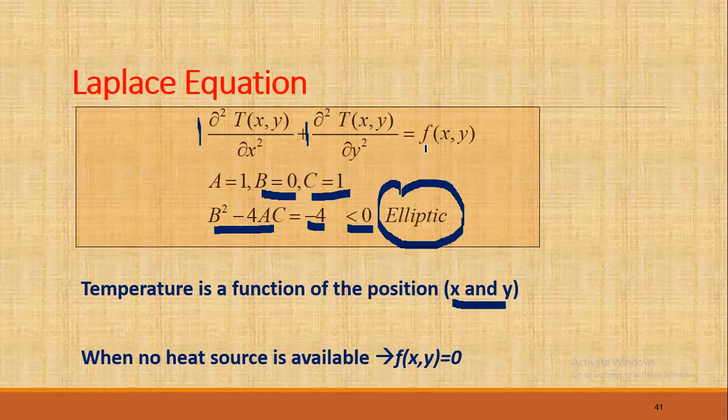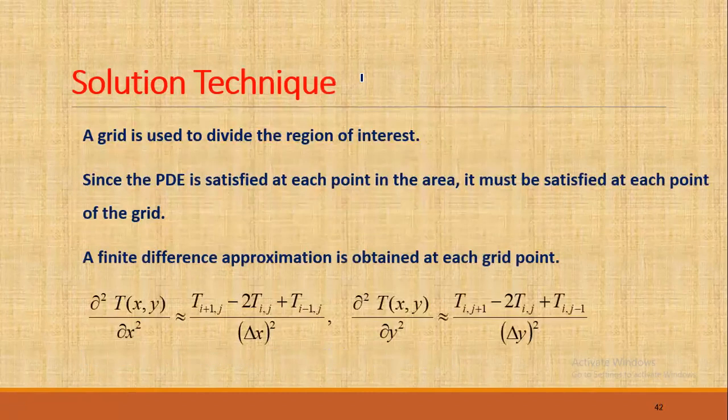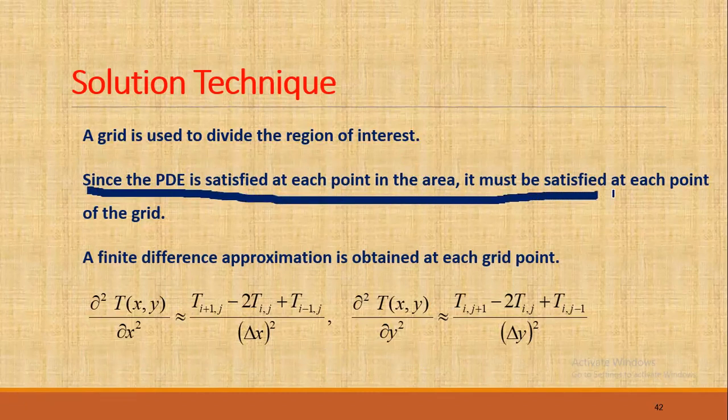Suppose when the heat source and sink is not available, in that case our function f(x,y) is equal to 0. Now the same procedure applies for the finite difference method. A grid is used to divide the region of interest. Since the PDE is satisfied at each point in the area, it must be satisfied at each point of the grid. A finite difference approximation is obtained at each grid point.